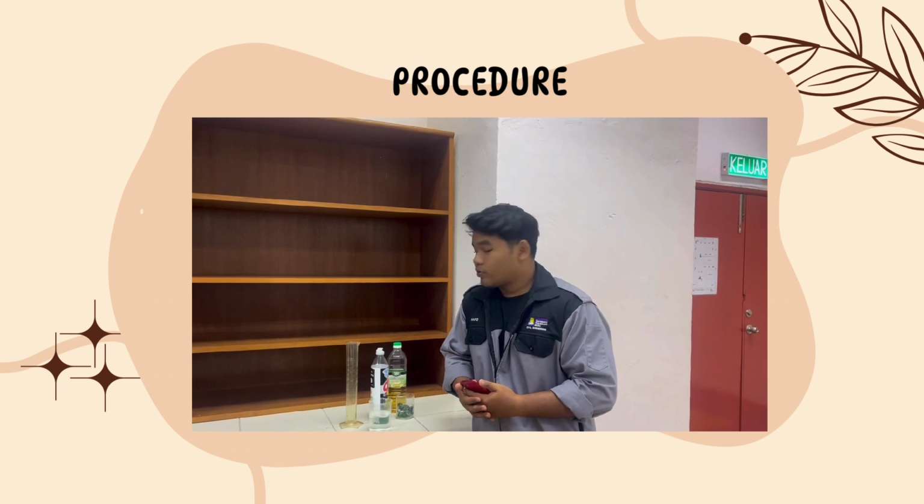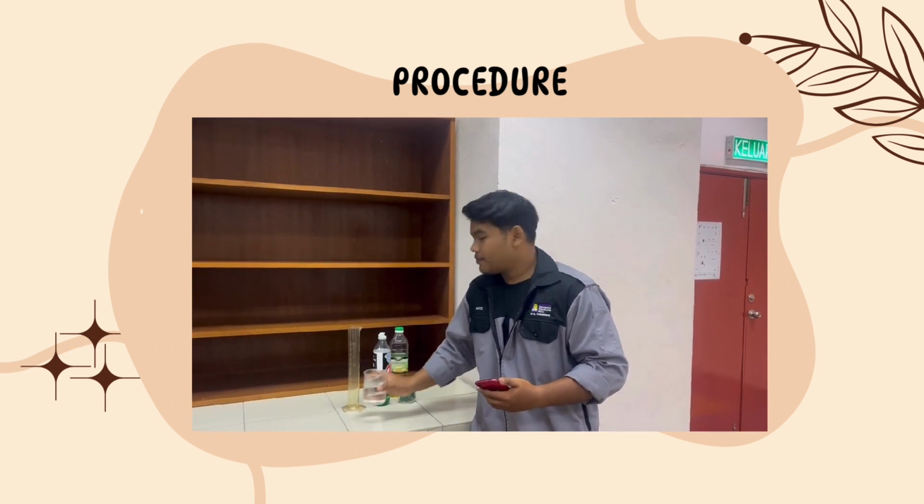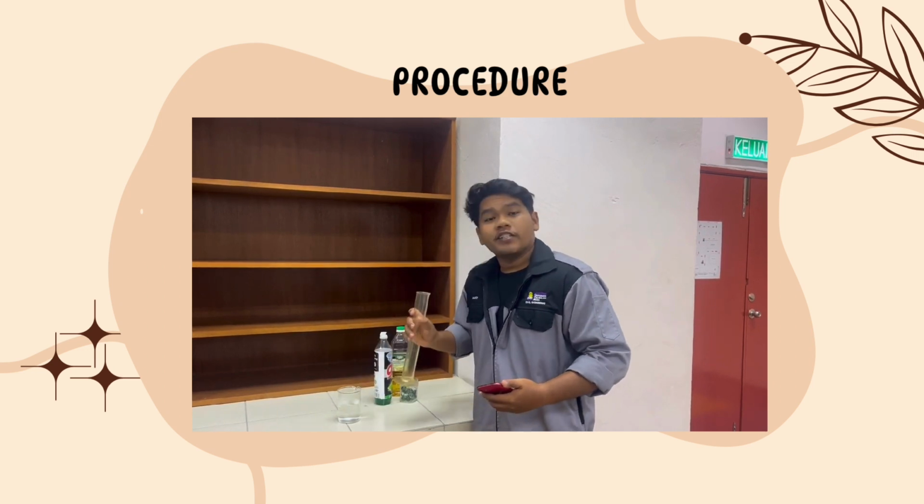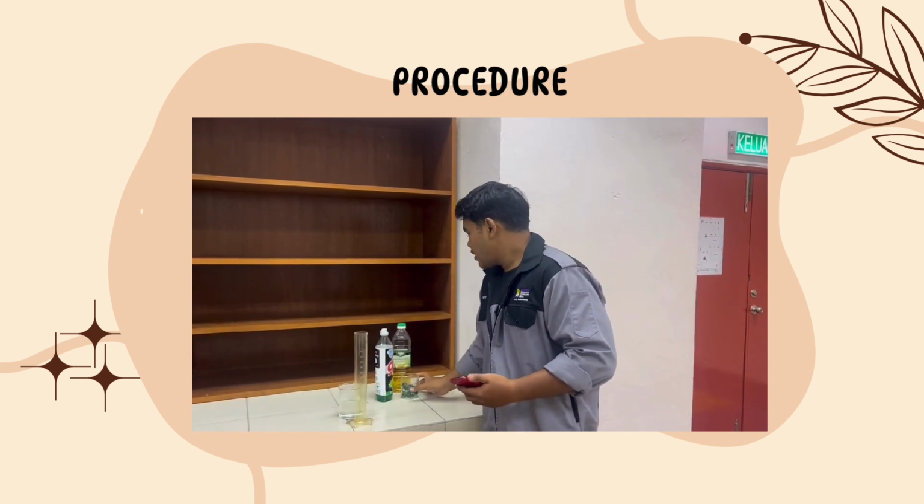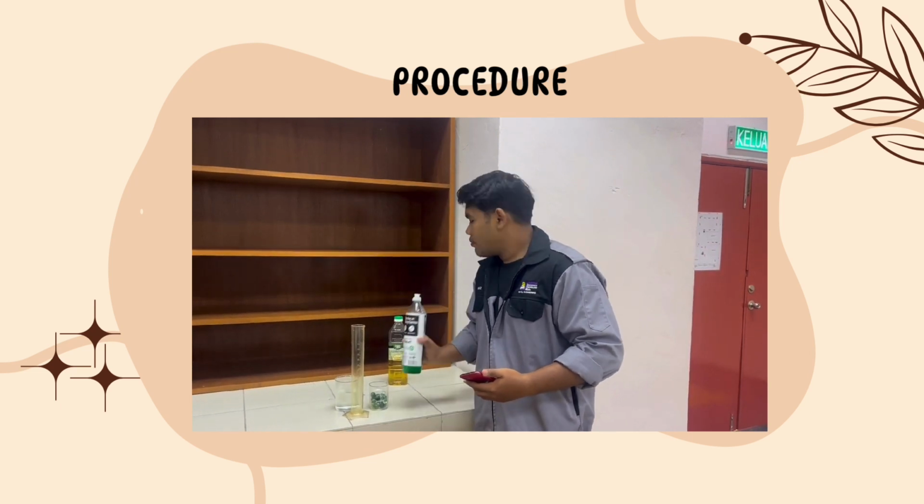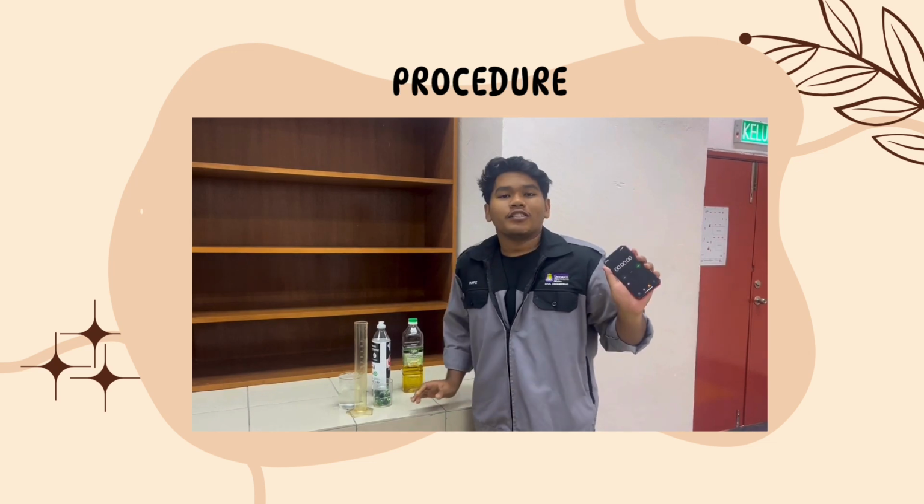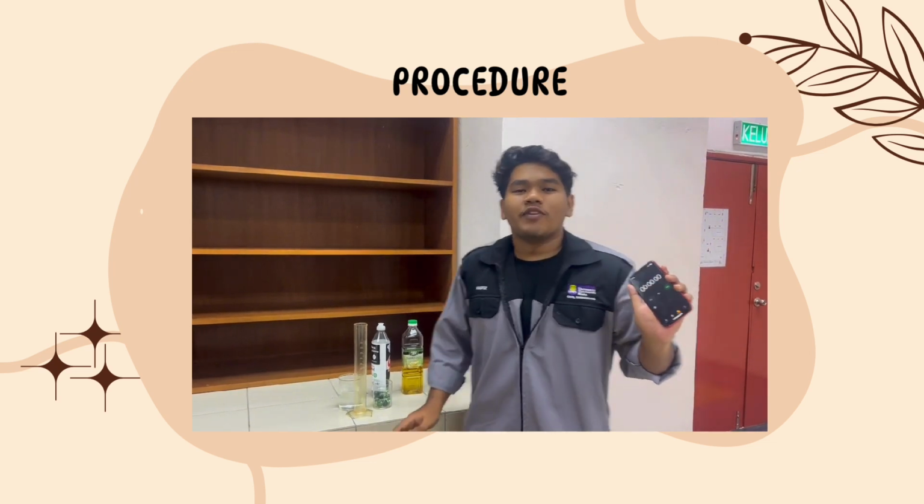So first let us walk through the apparatus of the experiment. Our first apparatus is water, measuring cylinder, marble, dish soap, cooking oil and stopwatch. Let us go through the procedure of the experiment.